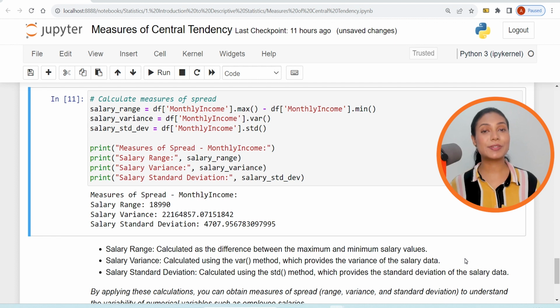Salary standard deviation. The standard deviation is another measure of spread or dispersion of the salaries. It indicates the average amount by which the salaries deviate from the mean. A higher standard deviation indicates greater variability in the dataset. In this case, the standard deviation is 4707. This means that, on average, the salaries in the dataset deviate from the mean by approximately 4707 units.